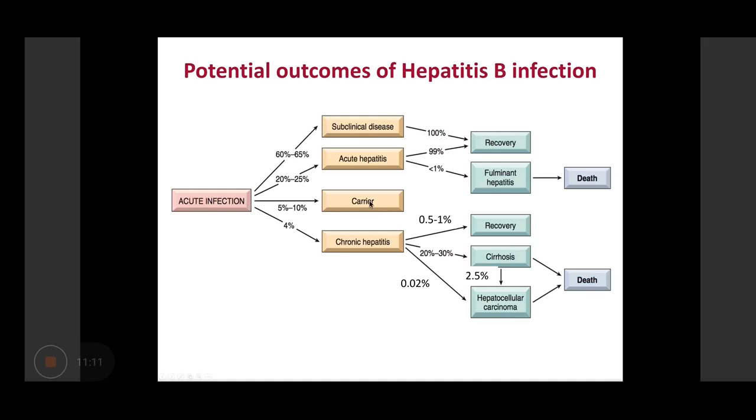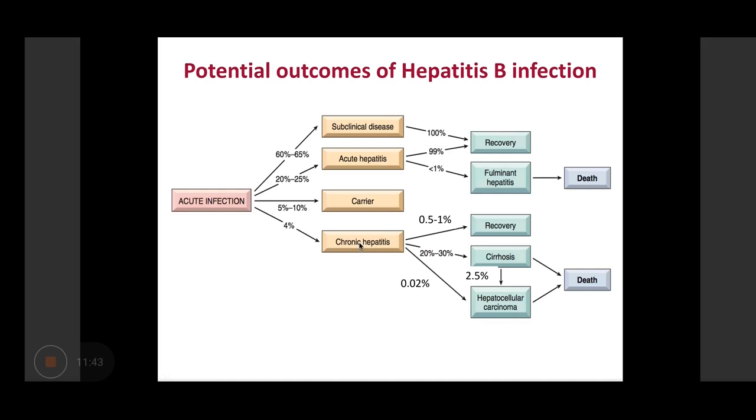That is, they do not clear the virus, so they can transmit the infection. Then, after the acute infection, 20 to 25% will develop acute hepatitis. Of those also, 99% recover. Only 1% will get fulminant hepatitis and could die. And about 4% will have chronic hepatitis. So chronic hepatitis develops in a small percentage of those that get hepatitis B virus infection.